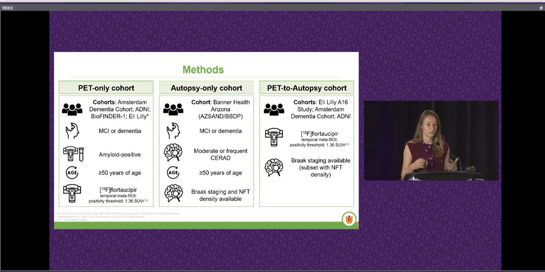Also, they all had MCI or dementia, and they all were amyloid positive by means of moderate or frequent CERAD scores. We only included participants that had both Braak staging available and the neurofibrillary tangle density measurements. And for the PET-to-autopsy cohort, this is a much smaller cohort because it's quite rare.